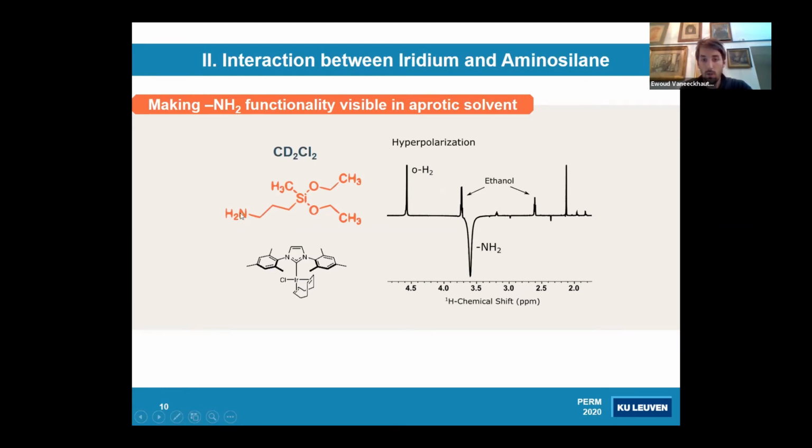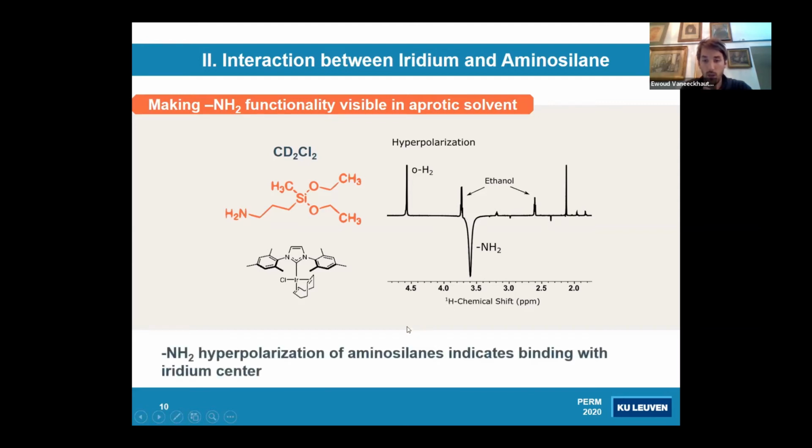So we wanted to make these amine protons visible, and we worked in aprotic conditions, in which we immediately saw that the NH2 resonance, the amine resonance, is indeed hyperpolarized. This concludes that this is an expected binding position of this bigger molecule on the iridium.